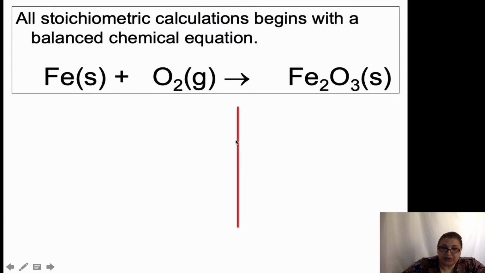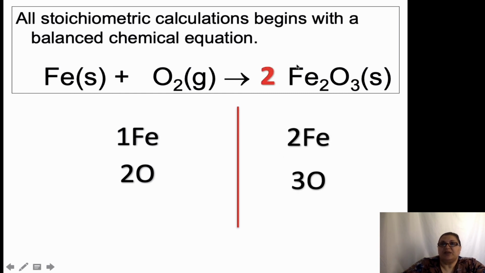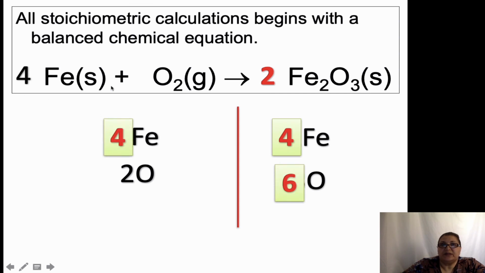Now, the first step to this type of problems, stoichiometric problems, is to balance the chemical reaction. So this is a review for 10.1. Iron plus oxygen gives iron oxide. On this side we have 1 iron, 2 oxygens. On this side we have 2 iron, 3 oxygens. If we multiply this by 2, we have 4 iron and then 6 oxygens. So we multiply iron by 4 and oxygen by 3 to balance it out.